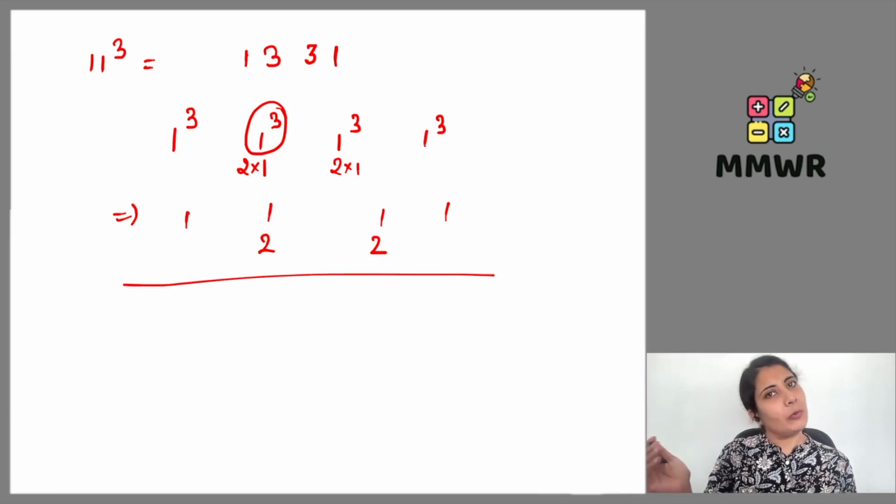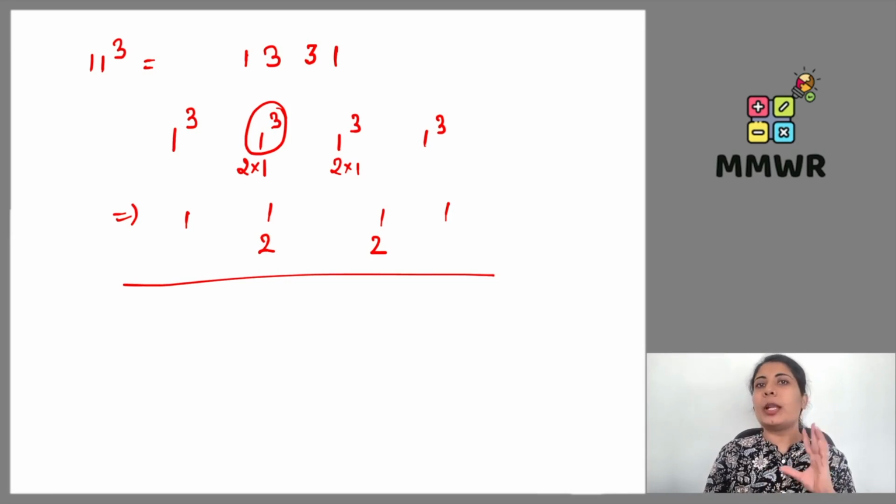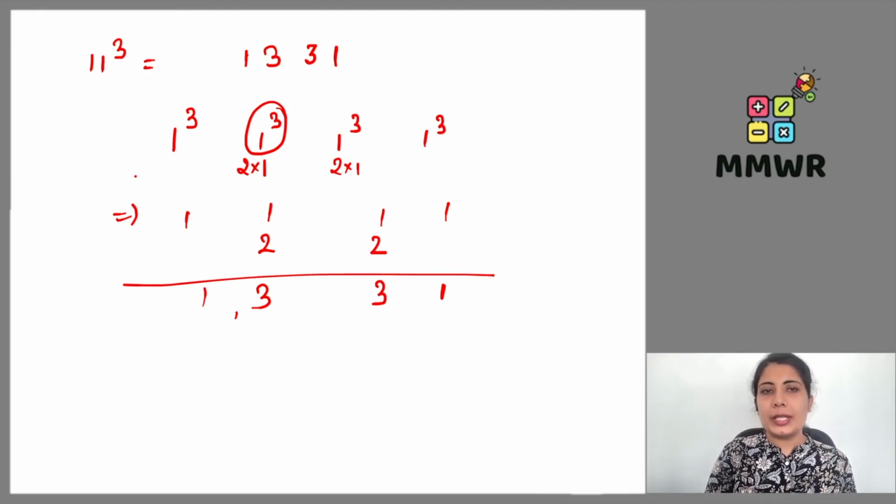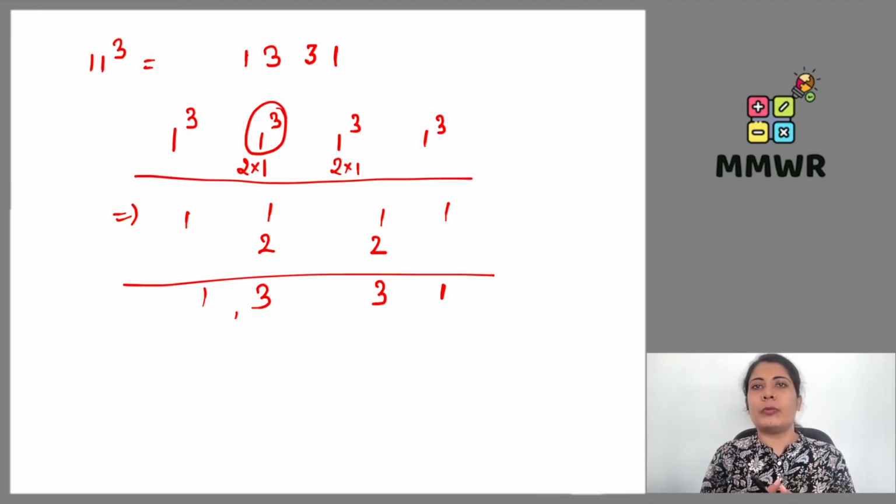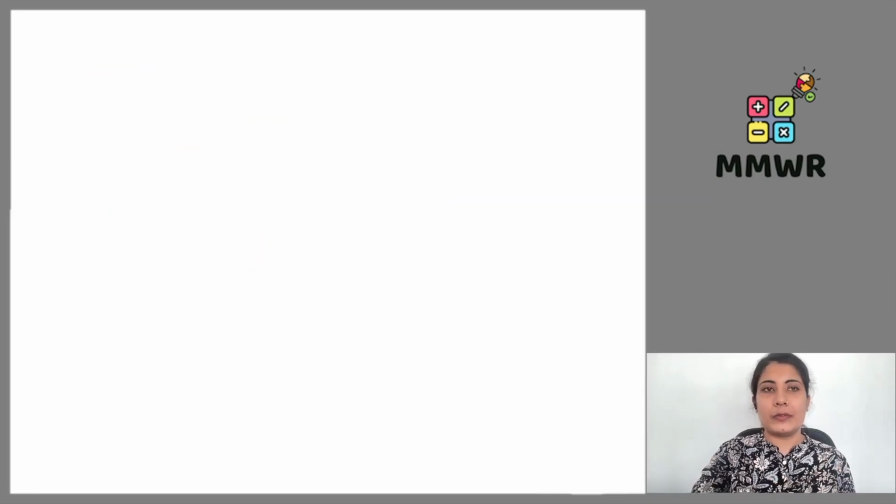While adding, we have to take care that in one column only one digit should come after addition. The rest will be carried forward to the next column. So 1 plus 2 is 3, 1 plus 2 is 3, and 1. 1331 is the cube of 11, right? So we found the cube of 11 by this method. Why we are applying this method and how it is actually working for us, that also we will be looking at.